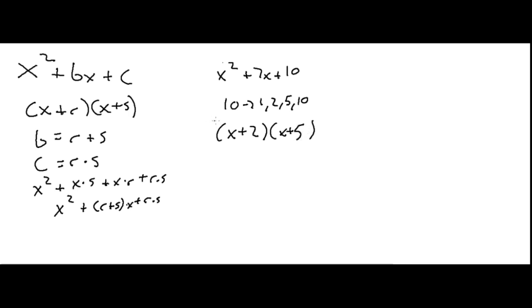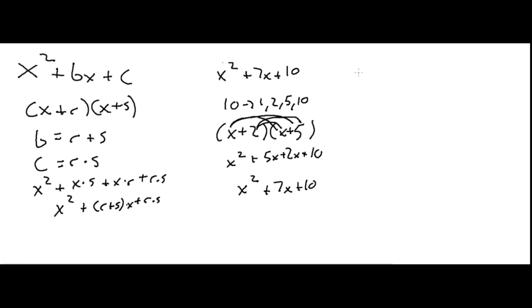If you FOIL these out, you'll have x squared, then our outers, which is 5x, the inners, 2 times x, and then the last, which is 2 times 5, which is 10. So if you combine like terms, you have x squared plus 7x plus 10, which is what we expected.